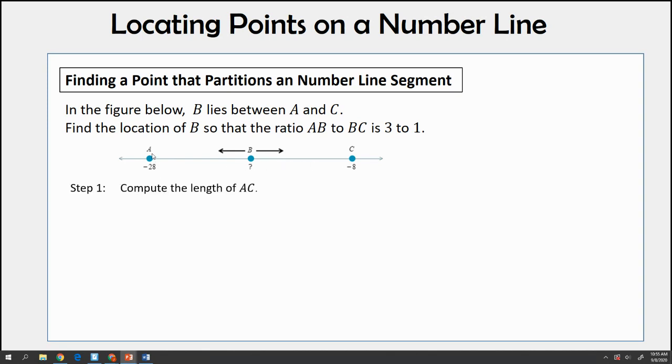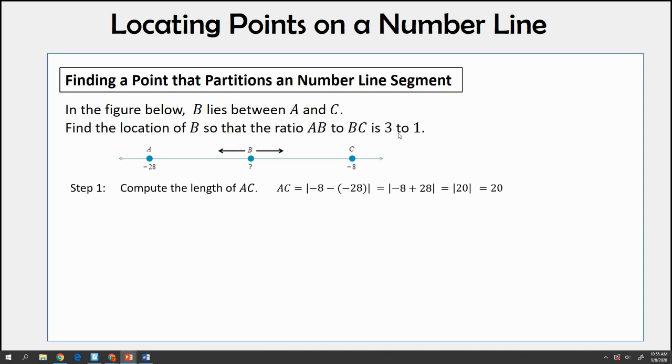So what do we start with? Well, better find the length of AC first of all. How far is it from A to C? Well, the absolute value of the difference of their coordinates. It doesn't matter the order in which you subtract them. So I went negative 8 minus negative 28. That's negative 8 plus 28. That's 20. So the absolute value of 20 is 20. So I know the distance from A to C is 20 units.